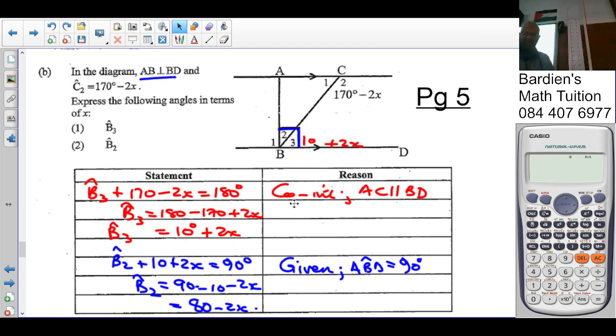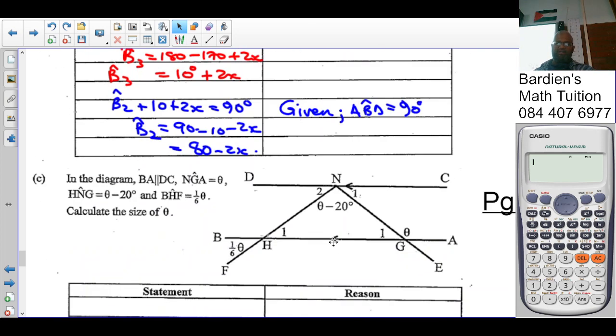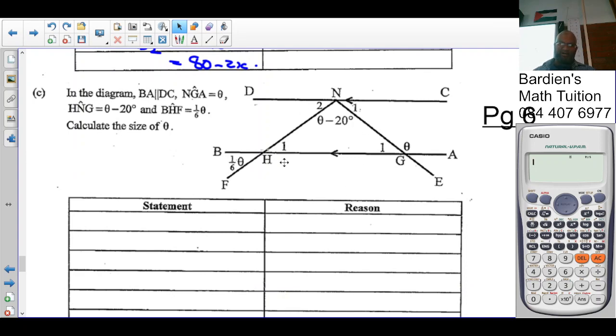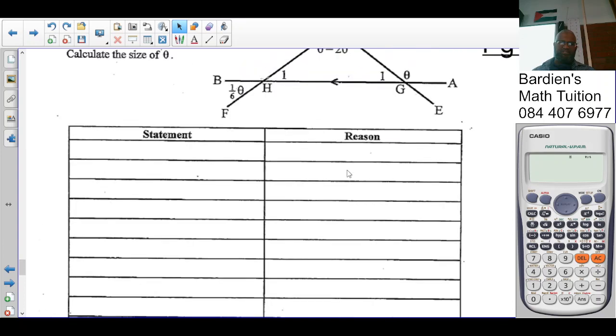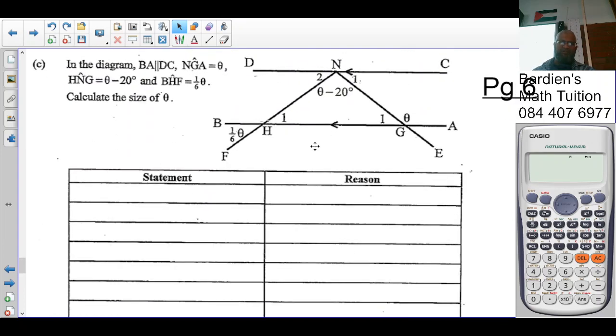We got 5 minutes left, no? Is that correct? Alright, so you guys can start now. Do question 6. On page 6 you must do C. You want me to give you a run through it first with you? Yes. Okay.